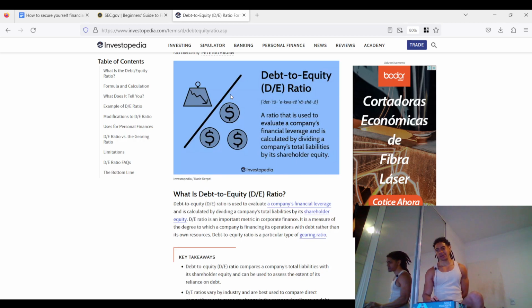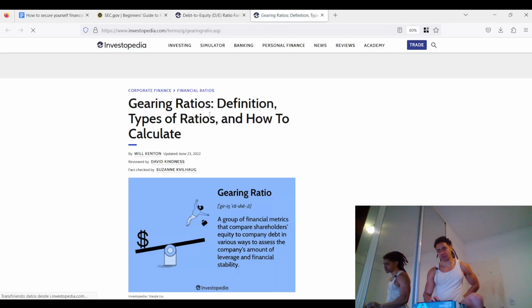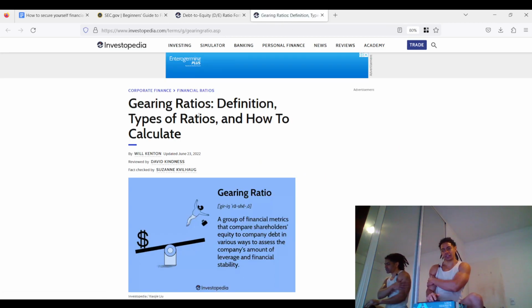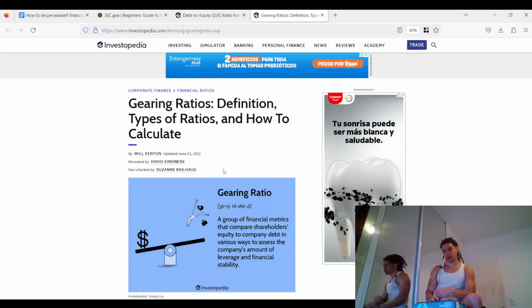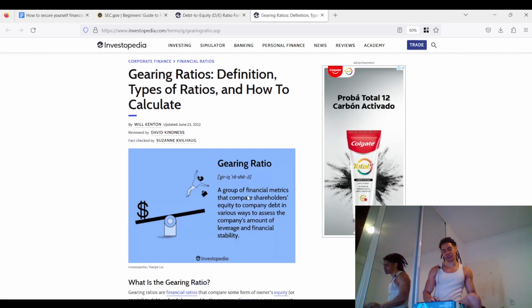So what is the ratio? What is the relationship? What is the proportion, the ratio at which this company is financing its operations through debt rather than its own resources? So the debt to equity ratio is a particular type of gearing ratio. Gearing ratios are a group of financial metrics that compare shareholders' equity to company debt in various ways to assess the company's amount of leverage and financial stability.